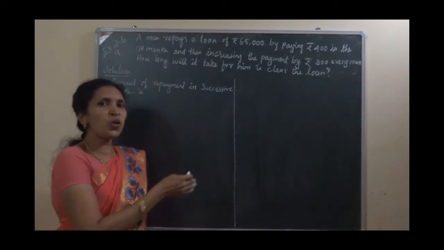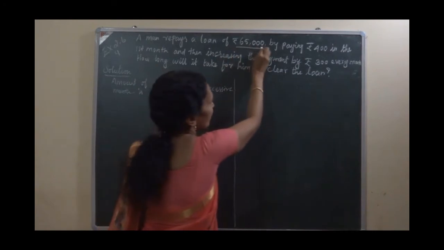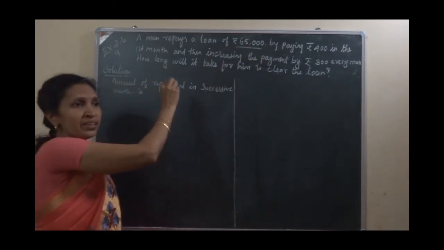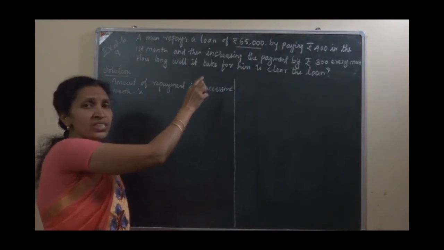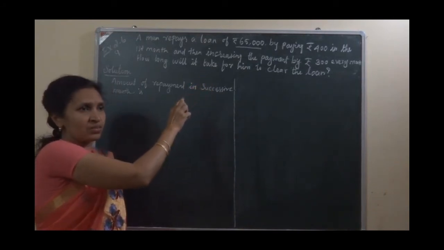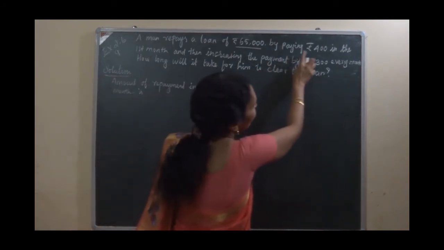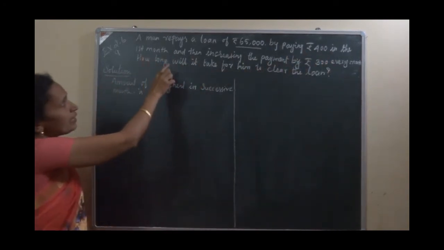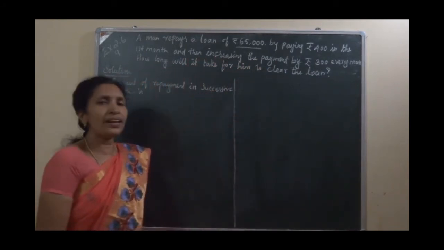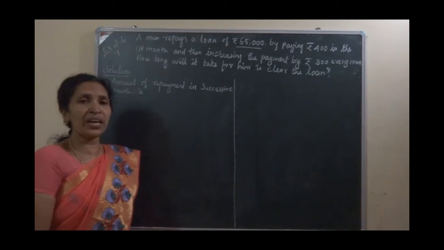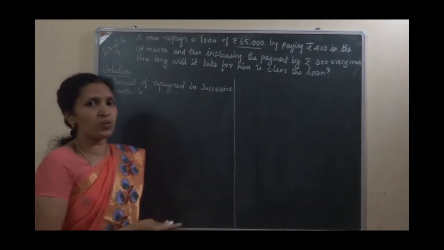How much total amount does he pay for repaying the loan? Rupees 65,000. So the total amount repaying is rupees 65,000. So what's the value of 65,000? Sn. Sn is 65,000. By paying rupees 400 in the first month and then increasing the payment by rupees 300 every month, what's the meaning of this? Totally he paid rupees 65,000.